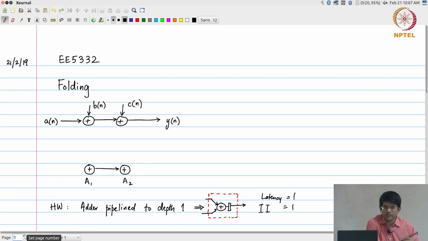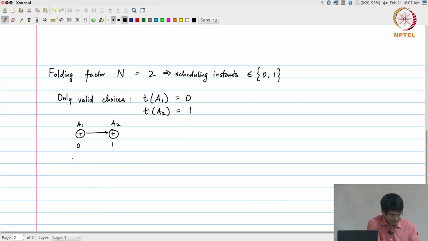A1 is scheduled at time 0, meaning that the output of A1 will be ready at time 1, because my hardware is such that after I give the inputs, it adds and then puts it into a register, and the output actually is available only on the next clock cycle. So for this edge A1 to A2, what I essentially end up having is A1 scheduled at 0, output is ready at 1, okay, and A2 is scheduled at 1.